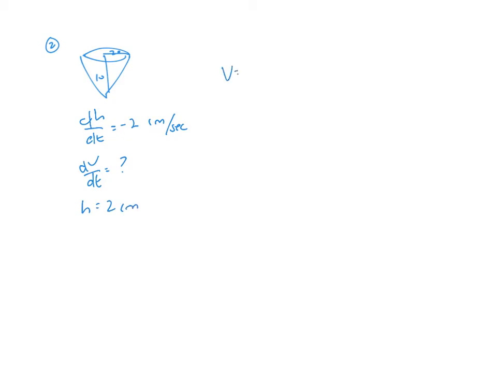So we're going to do the same thing as 1. This is 1/3 pi r squared h. Again, we're not getting into the rate of change of the radius. And we're told that the height is half of the radius, or that the radius is twice the height. So I'm going to make that substitution. I've got 1/3 pi, the radius is 2h squared. All right, so that's 4/3 pi h cubed.